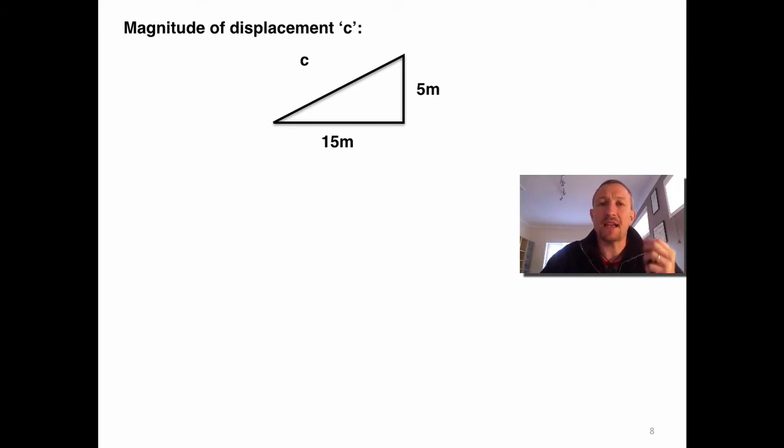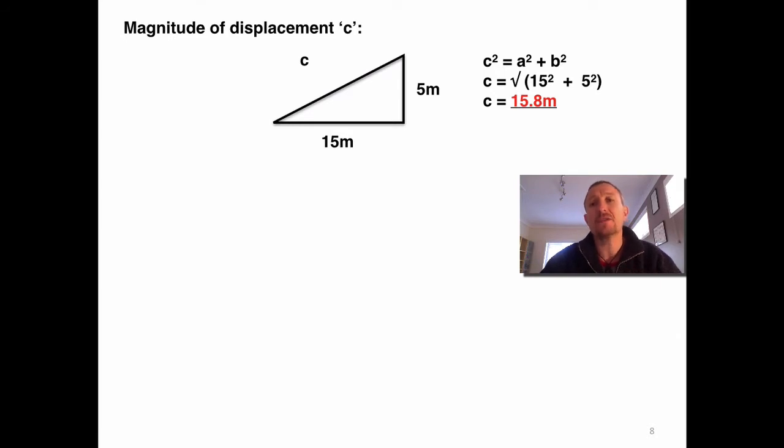So remember that Pythagoras is c squared equals a squared plus b squared. So I follow this through to calculate C. I do square root of a squared, which is 15, so it's 15 squared, plus b squared. B is 5, so it's 5 squared. So it's 15 squared plus 5 squared. Do that first and then work out what the square root of that value is, and it's 15.8 meters. So that's my magnitude. Notice it's different to the distance travelled, okay, because this is going to be how far away from home I'm going to end up.